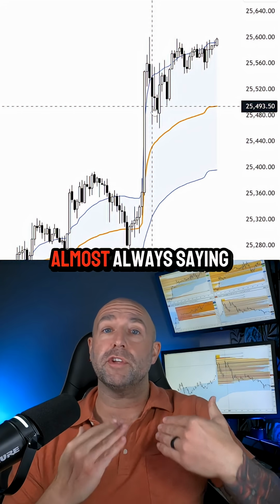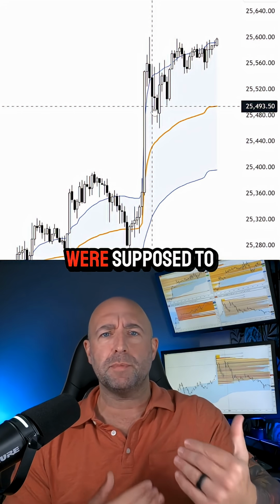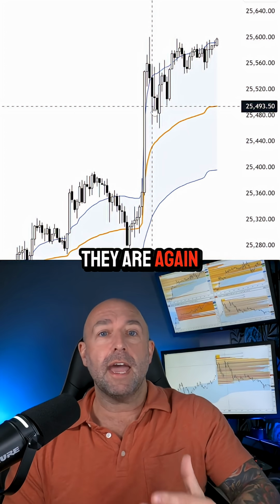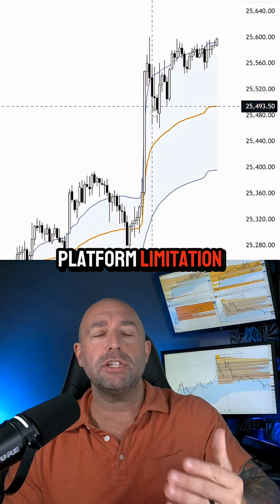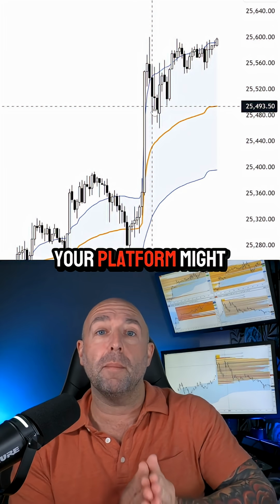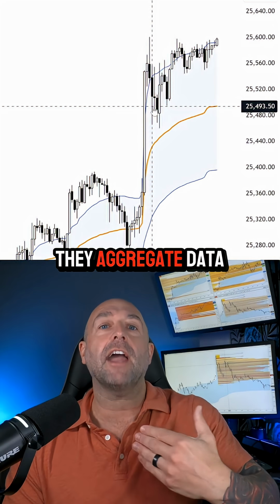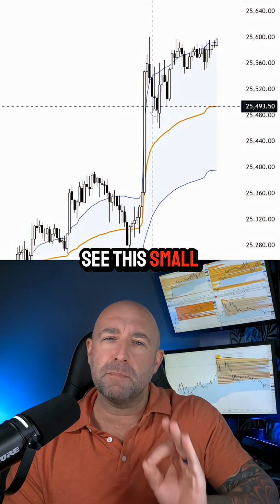So traders are almost always saying, hey, Drysdale, I thought they were supposed to stay the same across timeframes. The reality is they are. Again, this is a platform limitation based on how your platform might calculate on a per bar basis. This is TradingView. They aggregate data so you can see this small variance.